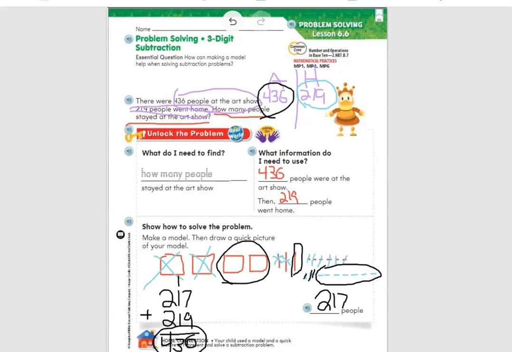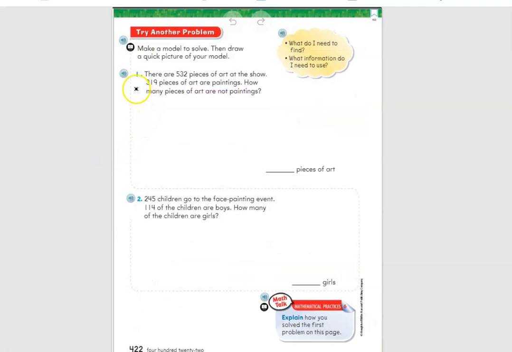All right, so let's look at another problem. So let's look at this one. There are 532 pieces of art at the show.